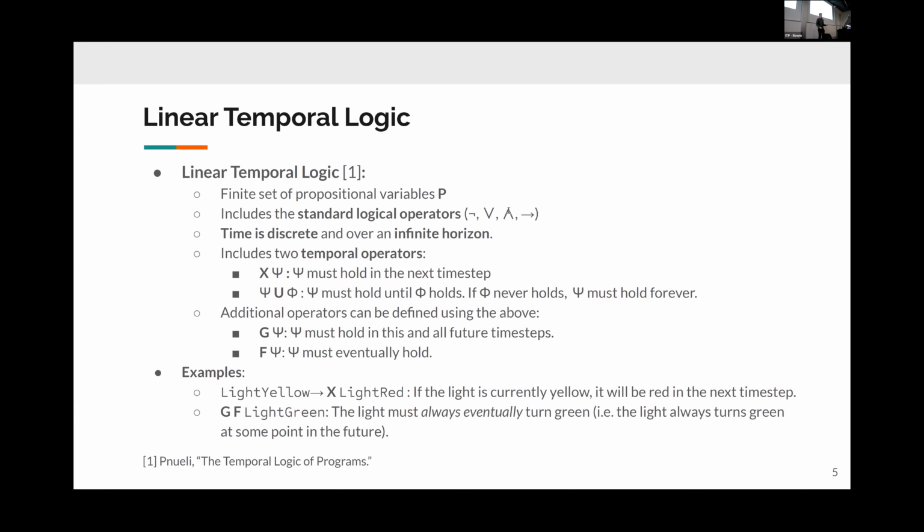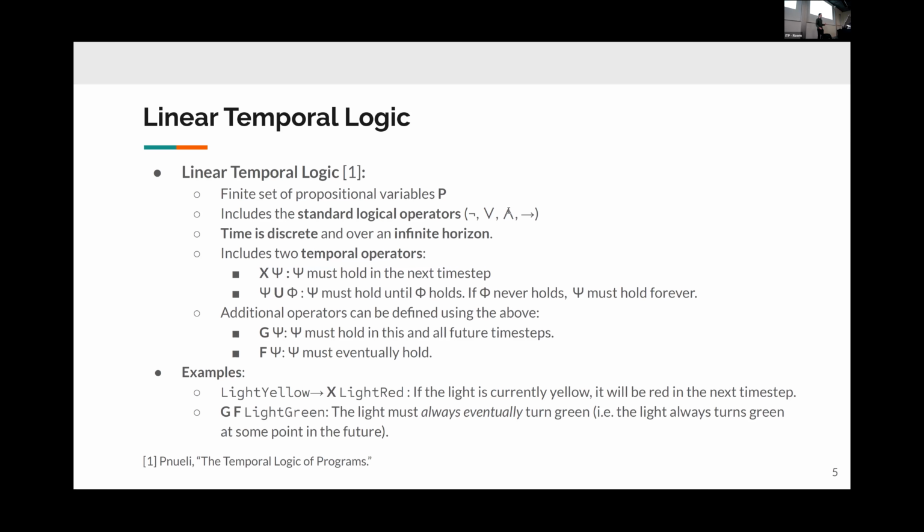In its most basic form, you just have two temporal operators. The next operator, which says that something must hold in the next time step, and the until operator, which just says that something must hold until this other thing holds. And if the second property never holds, then the first must hold forever. And you can define additional operators using these, like globally, which is this G that says that something must hold in this and all future time steps, and finally, which states that something must eventually hold in the future.